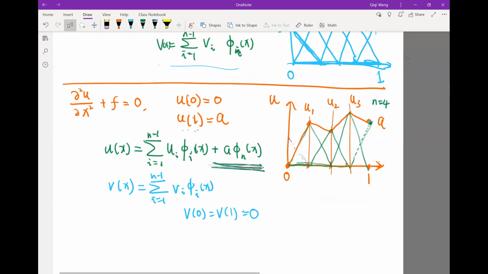This is how we modify the unknown and the test function in finite elements once we have a fixed boundary condition. And the only additional term is this one. This is the only additional term we have.